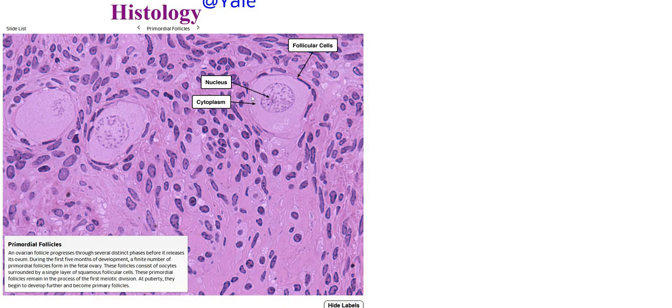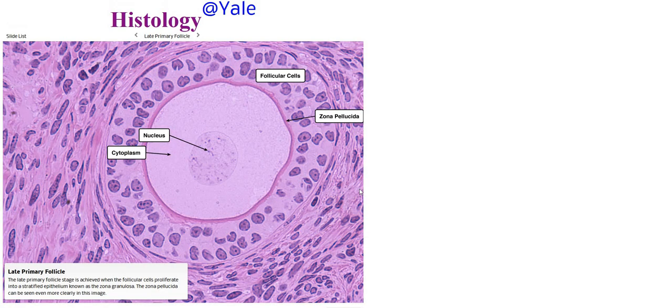This was primordial with that single layer of squamous epithelium. Next stage is a primary follicle. So what's happened is that layer of squamous epithelium has now expanded and we get this more cuboidal epithelium. And you can see that there's a couple layers deep here. So this is our primary follicle. At this point, we still call the middle structure a primary oocyte.